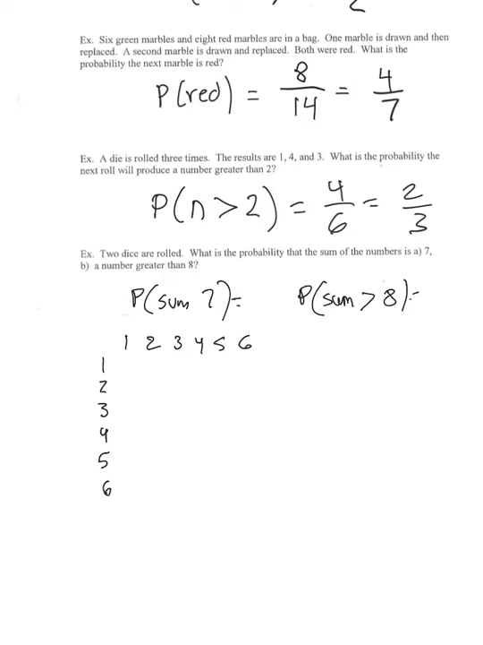Now, out of the possibilities, we could get a 1 and a 1, in which case the sum would be 2. We could get a 2 and a 1, which would be 3. 3 and a 1, which would be 4, etc. 2 and a 1 get you 3. 2 and a 2 get you 4. 2 and a 3, 5. 3 and a 1 is 4. 3 and a 2 is 5.